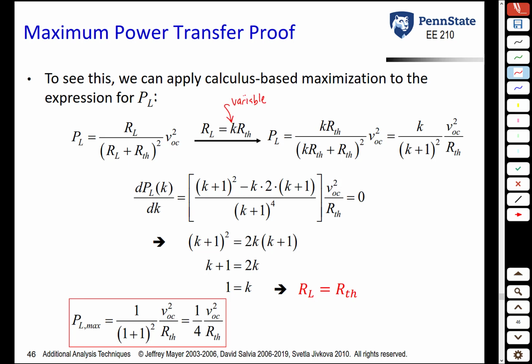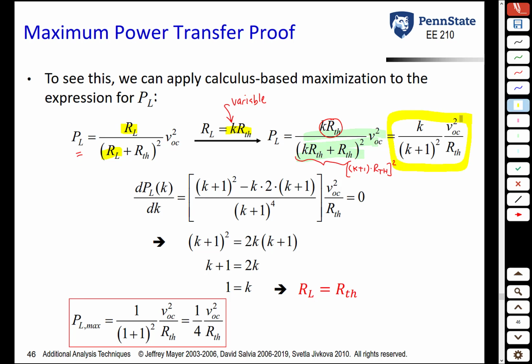We're going to then take the derivative with respect to K, set it equal to 0 to see what value of K maximizes this equation here. So if you plug in RL equal K times R Thevenin into that first equation, so basically here and here, we're going to plug in K R Thevenin, we get this expression here. This expression on the bottom can be rewritten as K plus 1 times R Thevenin, the whole thing, squared. This R Thevenin in the numerator then cancels one of these R Thevenins in the denominator, and we're left with this expression on the right.